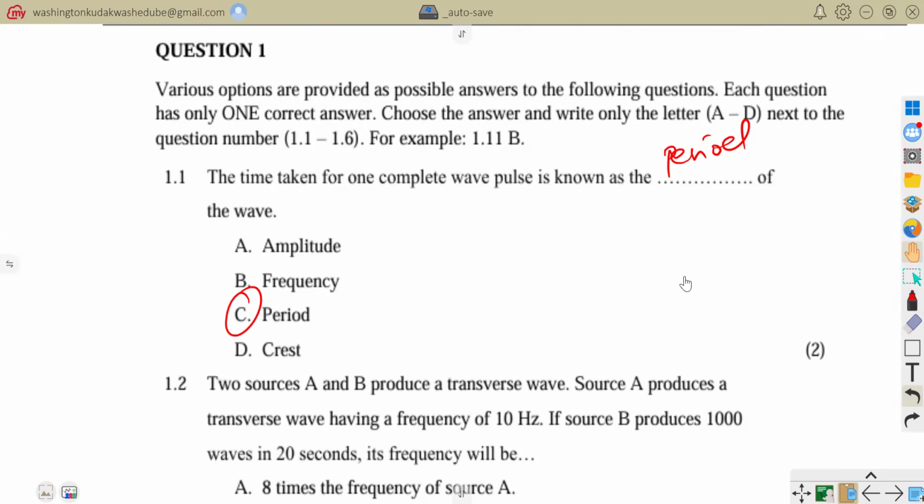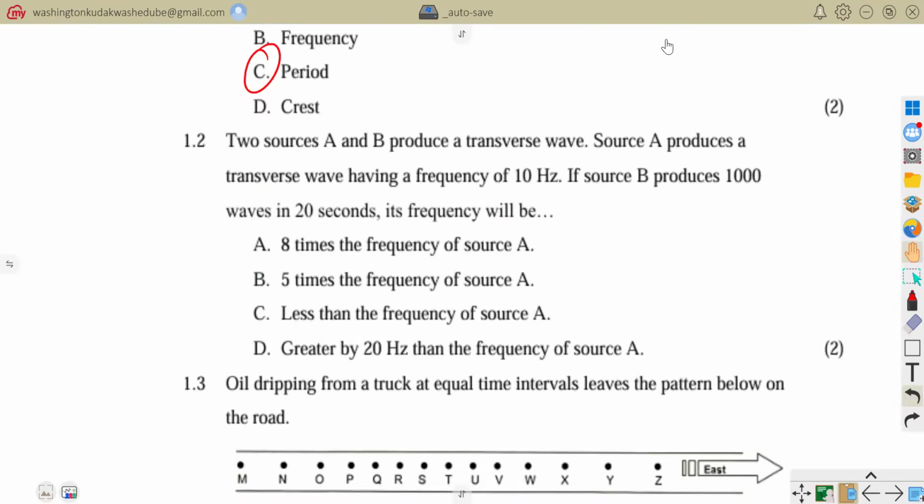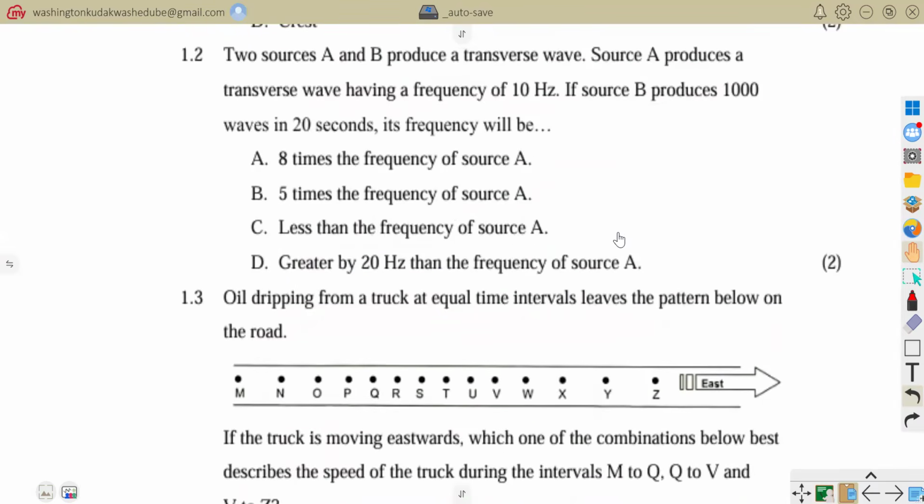Now let's go to question number 2, which is 1.2. Question 1.2 was saying that two sources A and B produce a transverse wave, and source A produces a transverse wave having a frequency of 10 Hz. If source B produces 1000 waves in 20 seconds, its frequency would be? How can we calculate frequency? We can either say 1 over the time taken to complete one wave, or else the number of waves completed divided by the time it takes to complete those waves.